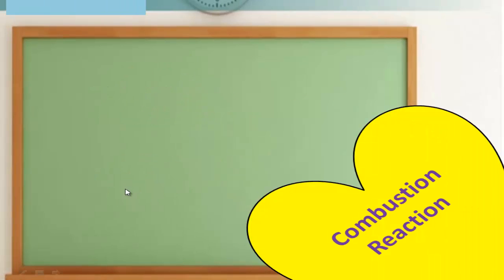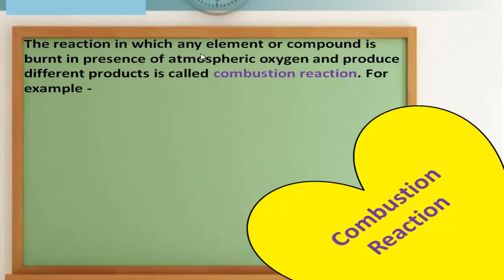Now follow the next example, combustion reaction. Already we are familiar with this type of reaction. The reaction in which any element or compound is burnt in the presence of atmospheric oxygen and produces different products is called combustion reaction. That means oxygen gas must be present, and this oxygen gas reacts with any element or compound and forms new products. And in combustion reaction heat is always produced. This is actually an exothermic reaction.